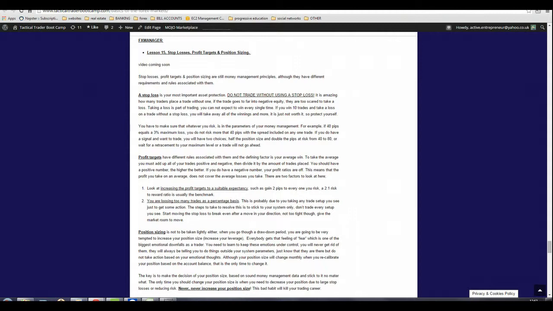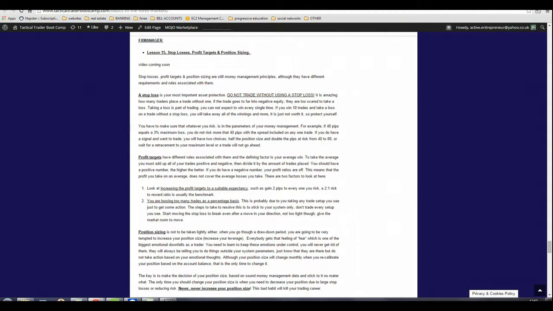If you do have a signal that you want to trade, you will have two choices: half a position size and double the pips at risk from 40 to 80, or wait for a retracement to your maximum level, or the trade will not go ahead. Okay, that's your options.